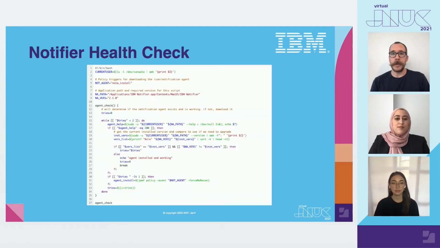The Notifier health check isn't necessarily used on its own. It's actually a function that we attach to every script that calls IBM Notifier in some manner. The purpose is to verify application health and minimum feature requirements. We quickly found that as new features were added or changes made to existing ones, we had to make sure that a notification call actually did what it was supposed to, and so the agent check function was born.